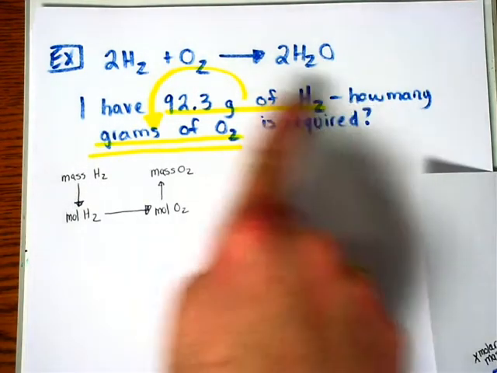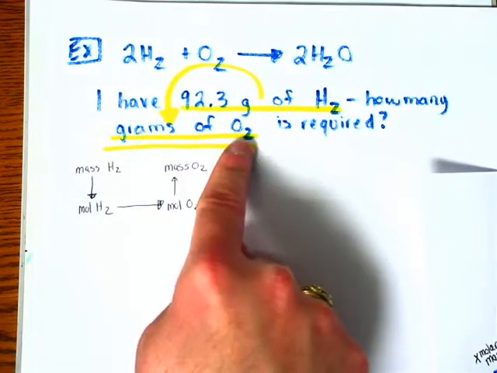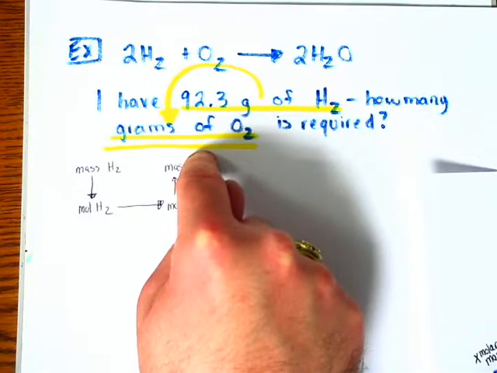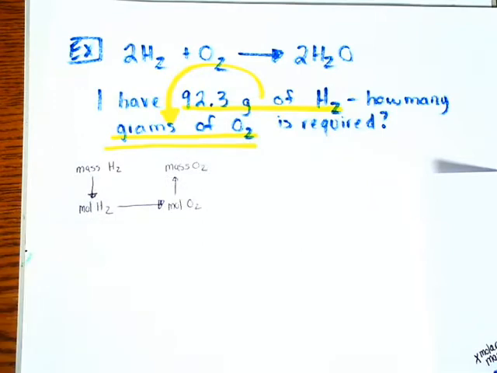Well, it says, first off, that you have mass of H2 right there, in grams. And it says how many grams of O2. So I know I've got to go from mass of one to mass of the other. So I've got to do this conversion. That's the only conversion factors that we know. Good?